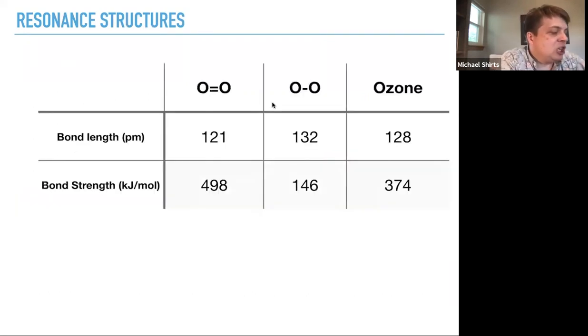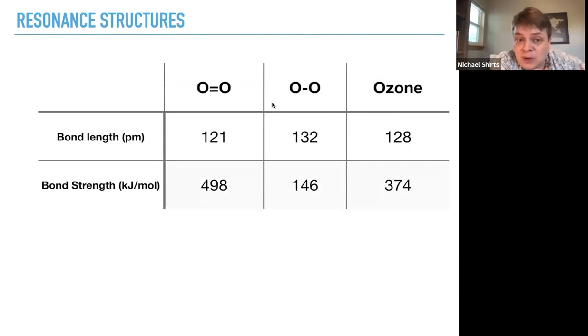So if we actually look at chemical information from ozone, a double bond on average is about 121 picometers. It's closer than a single bond. The atoms are bound more tightly, so it's closer in. A single bond is 132, and ozone is right in the middle. It's not as long as a single bond, but longer than a double bond.